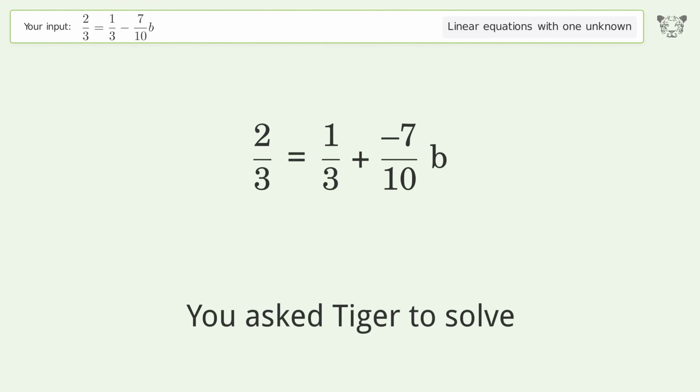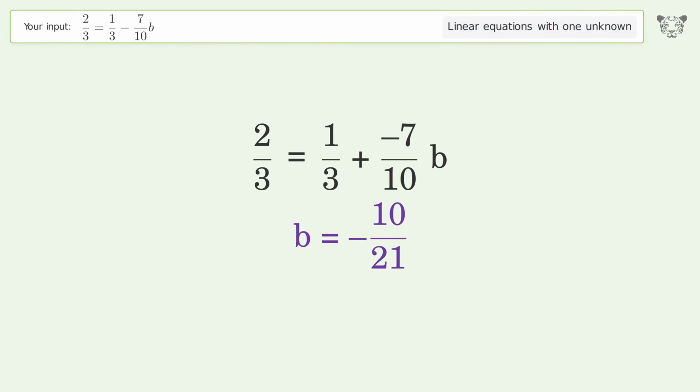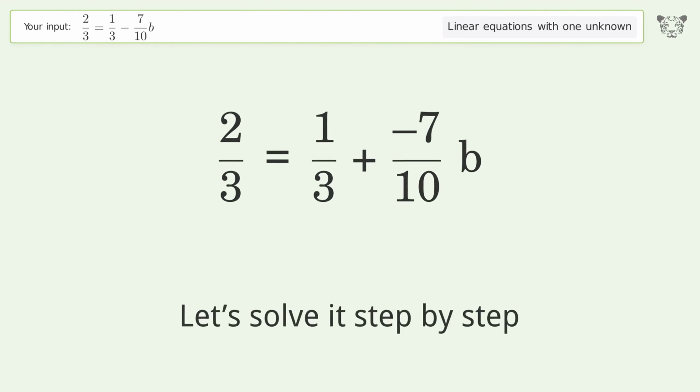You ask Tiger to solve. This deals with linear equations with one unknown. The final result is b equals -10/21. Let's solve it step by step.